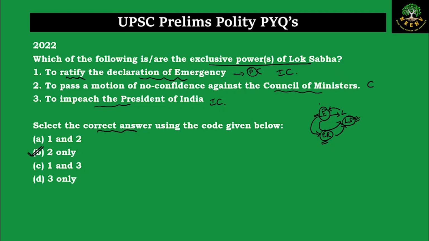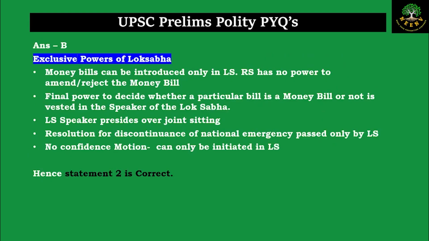Now let's look at the in-depth explanation. What are all the exclusive powers of the Lok Sabha? The money bills can be introduced only in the Lok Sabha, and Rajya Sabha has no power to either amend or reject the money bill. The Lok Sabha speaker has the power to preside over the joint sitting, and in case of absence of the Lok Sabha speaker, it is the deputy speaker of the Lok Sabha who will preside over the joint sitting. And the power to decide whether a particular bill is a money bill or not, that power to certify a bill as a money bill, is given to the speaker of the Lok Sabha.